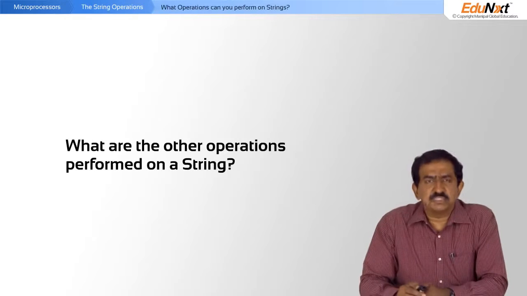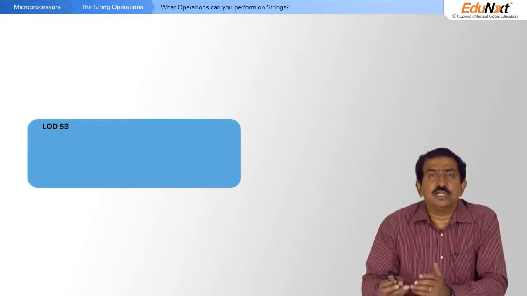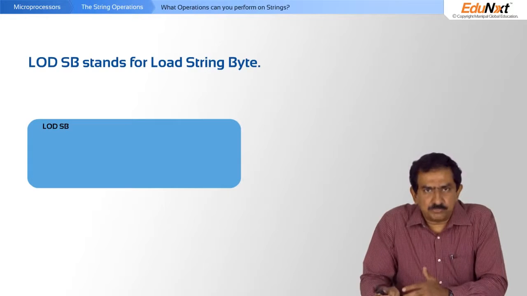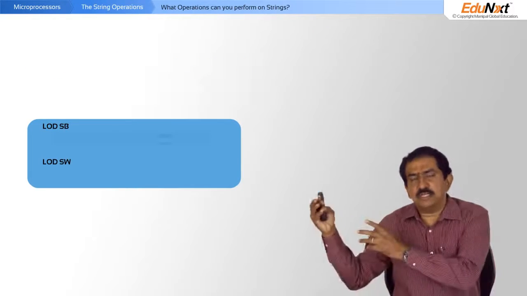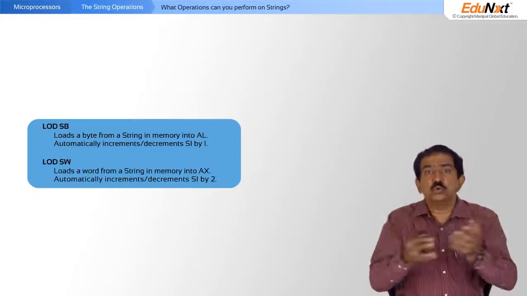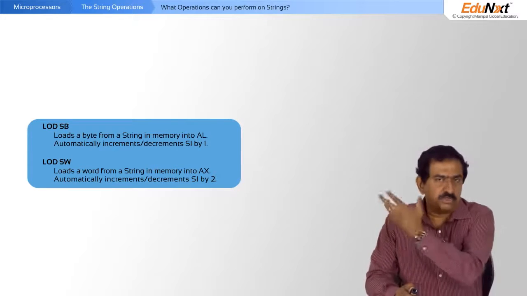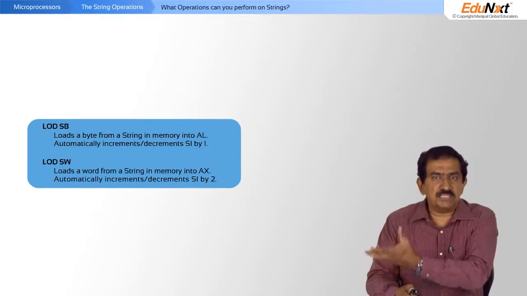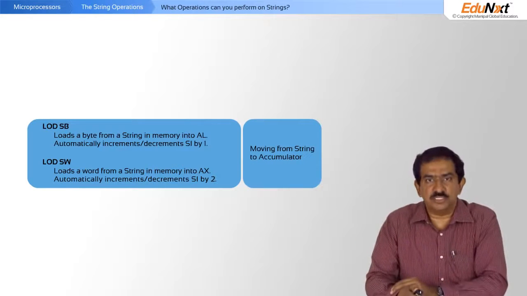What are the other operations that you can perform on a string? You can move a byte or a word from string into accumulator, which is called load string byte, LODSB, or load string word, LODSW, and this is really basically loading from a memory location into the accumulator. You do what you want with that information, come back and load the next one, so on and so forth. So really loading byte by byte or word by word from the string location into accumulator.